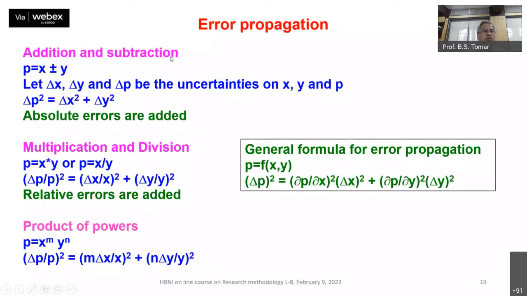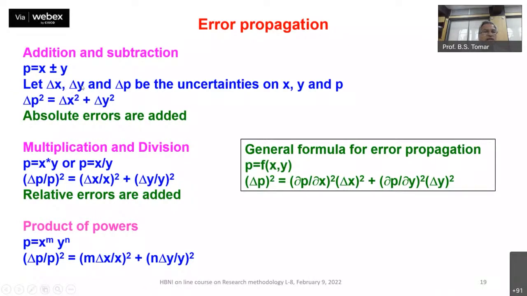So for example, if you measure two quantities x and y with their associated errors, delta x and delta y, and you get a p, which is either the addition x plus y or the subtraction x minus y.